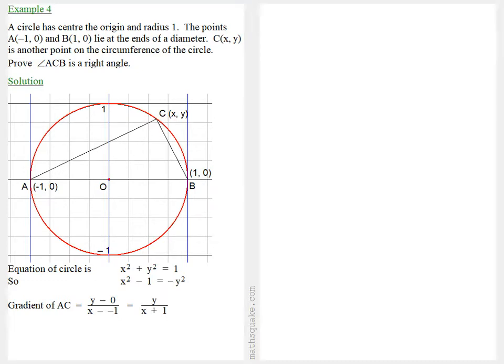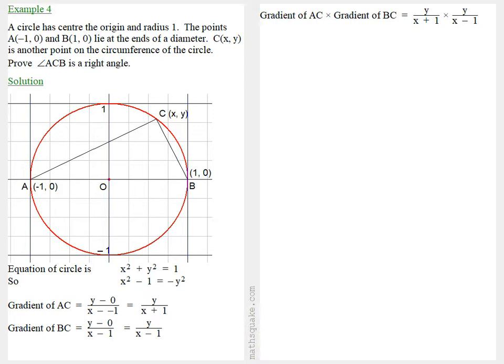In other words, y over x plus 1. And the gradient of BC is y minus 0 over x minus 1, which is y over x minus 1. Now if we multiply these two gradients, the gradient of AC times the gradient of BC is y over x plus 1 times y over x minus 1. Now that's y squared over x squared minus 1.